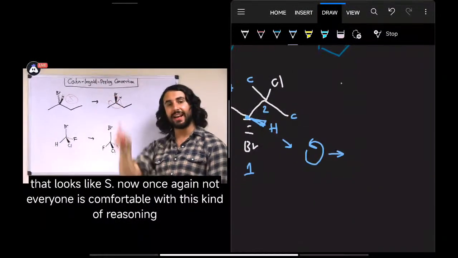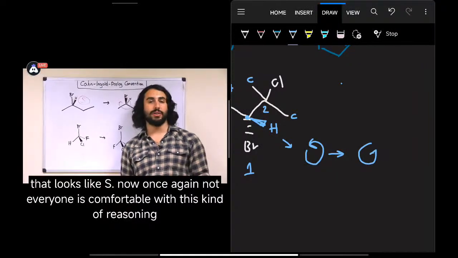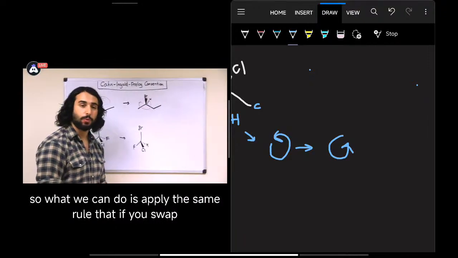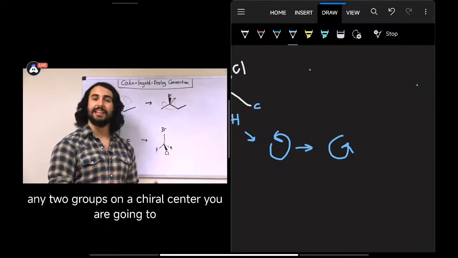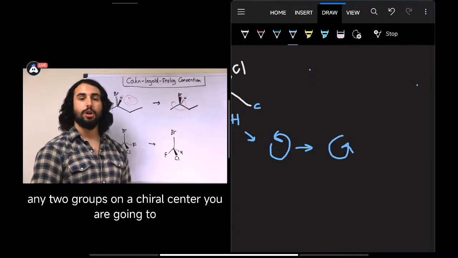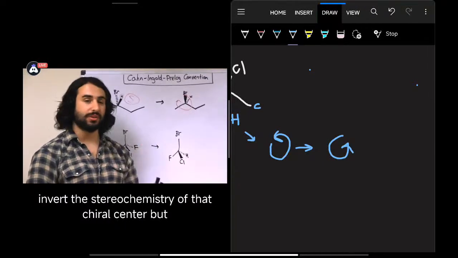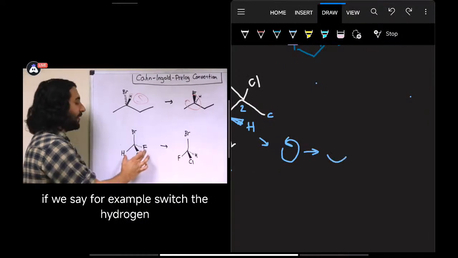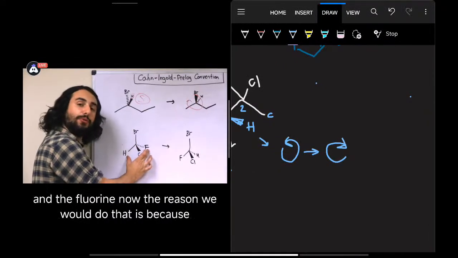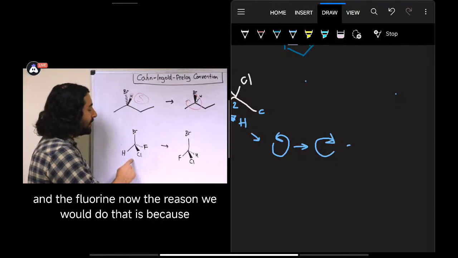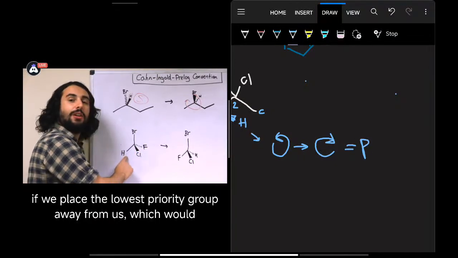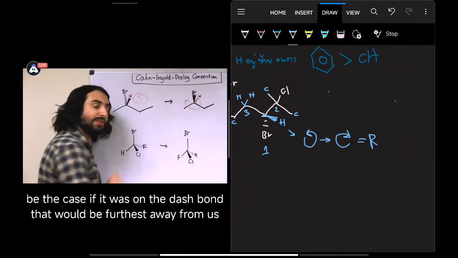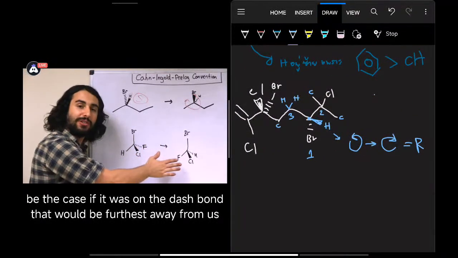That looks like S. Now, once again, not everyone is comfortable with this kind of reasoning. So what we can do is apply the same rule that if you swap any two groups on a chiral center, you are going to invert the stereochemistry of that chiral center. But if we say, for example, switch the hydrogen and the fluorine. Now, the reason we would do that is because if we place the lowest priority group away from us, which would be the case if it was on the dash bond, that would be furthest away from us.